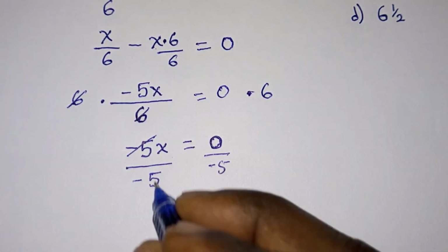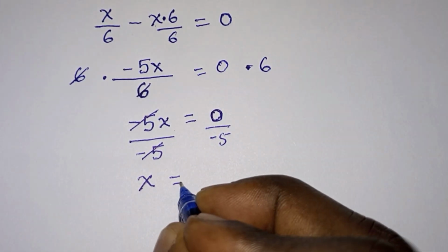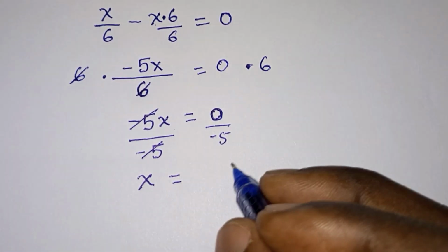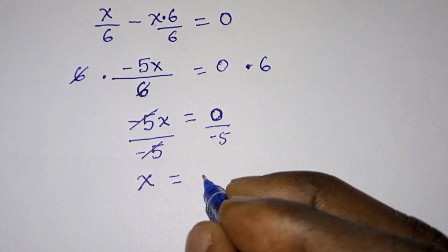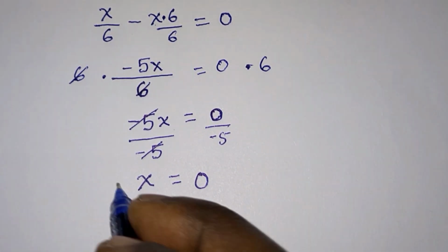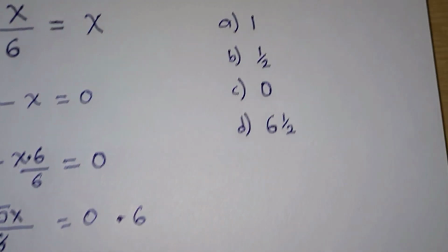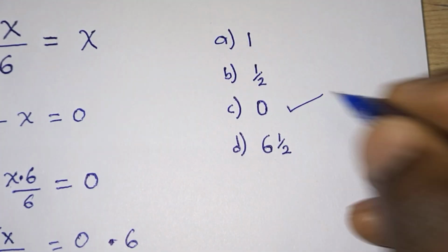And we see that this negative 5 cancels this. Now we are left with x is equal to 0 divided by any number is 0 except itself, right? So we have 0 here. So the final answer to the problem is x is equal to 0, which happens to be option C.